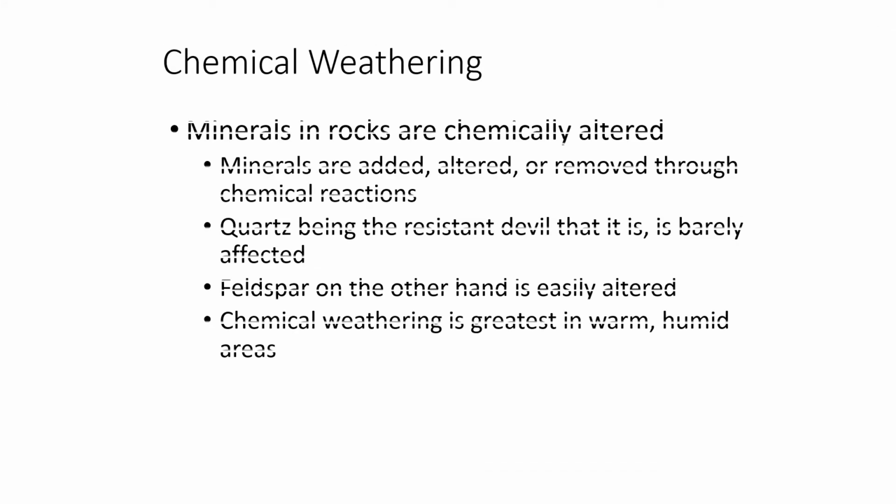Okay, that brings us to chemical weathering. With chemical weathering, the minerals in the rocks are altered into something else. They break down, they decompose. Minerals can either be added, the minerals that are there can be altered, or they can be removed through chemical reactions. And minerals will react differently to chemical weathering.